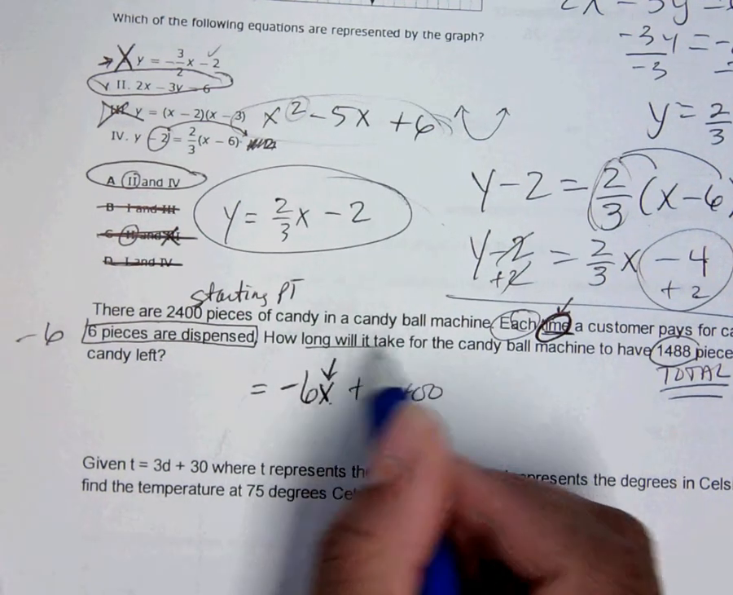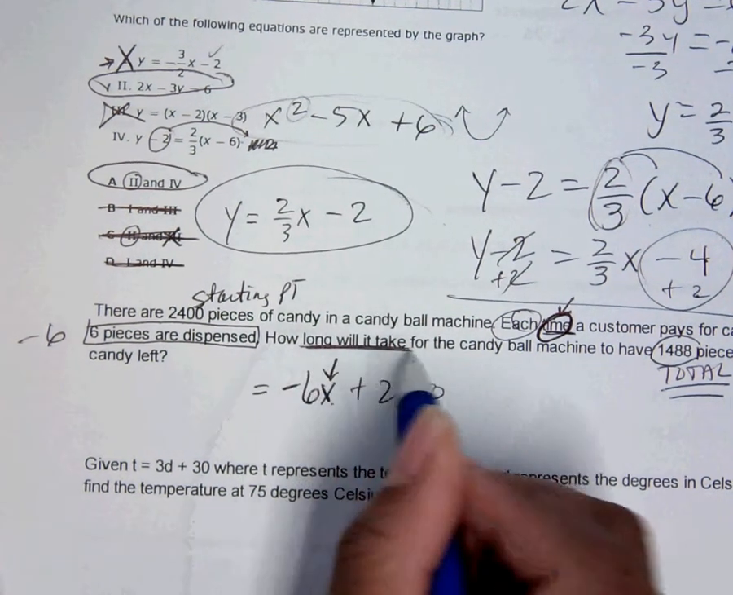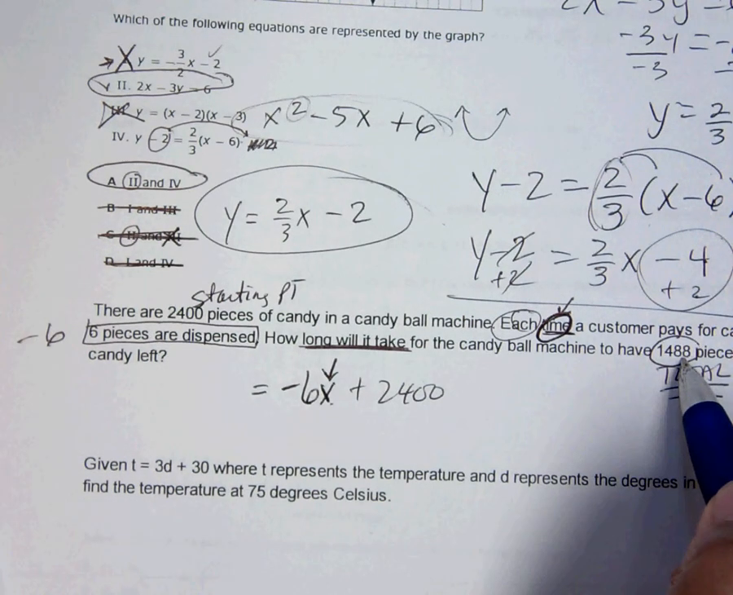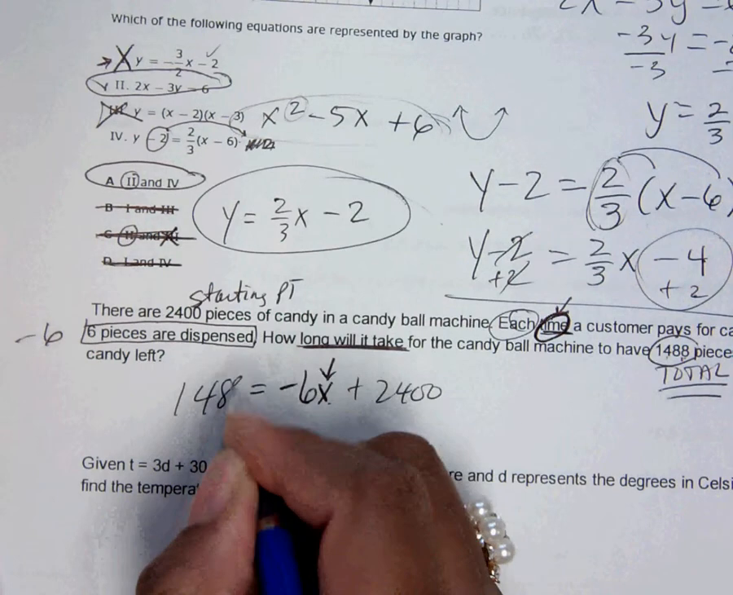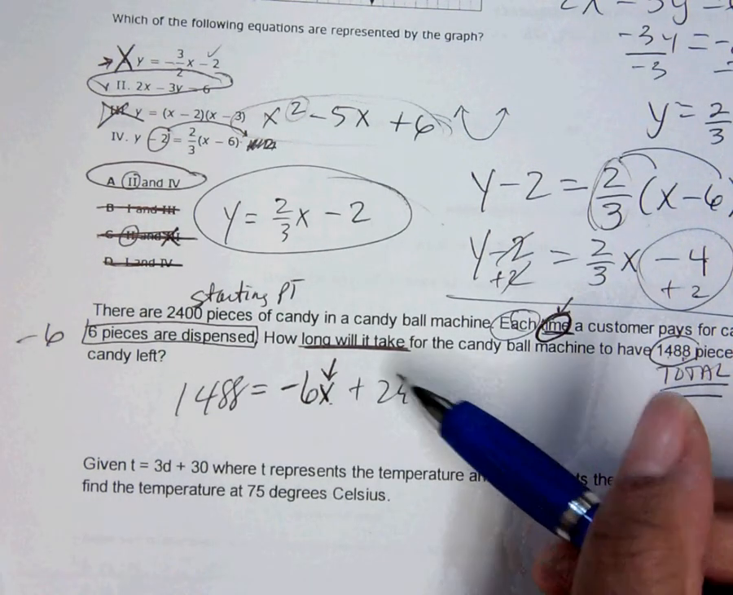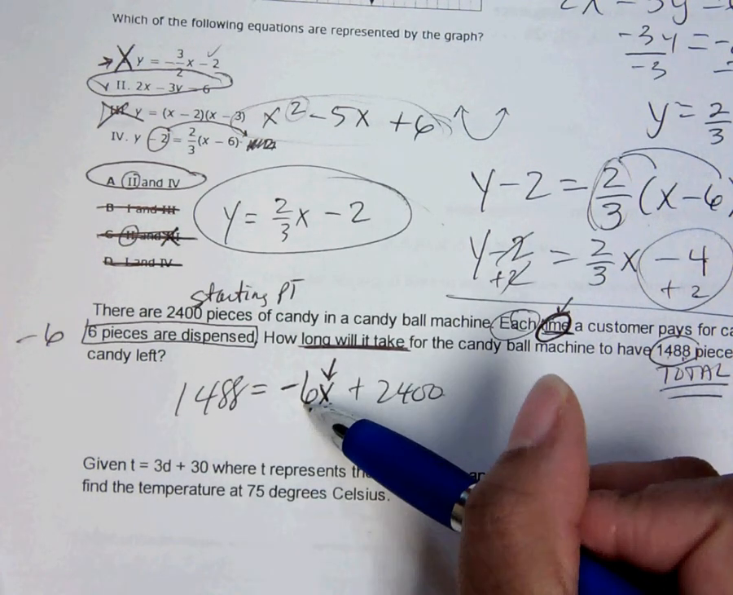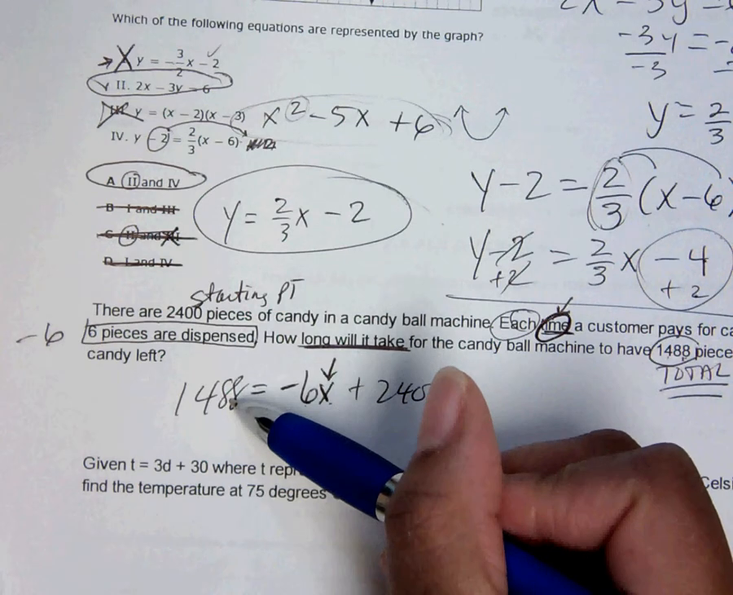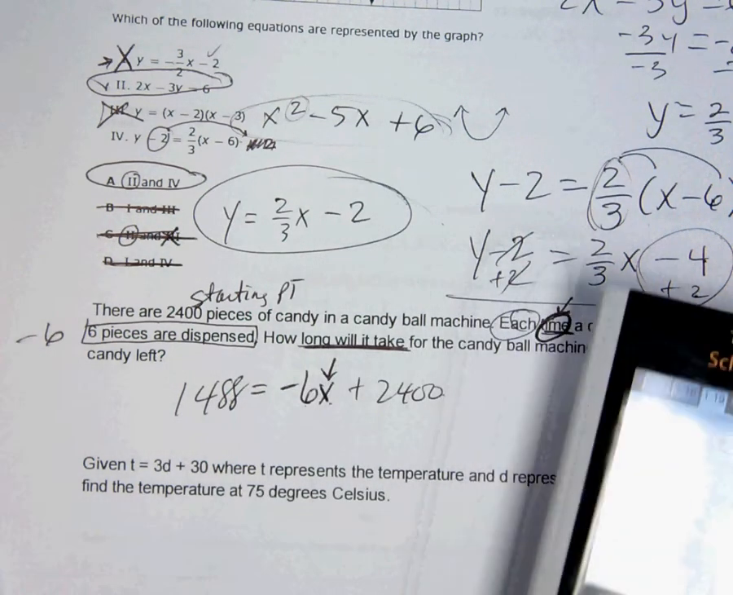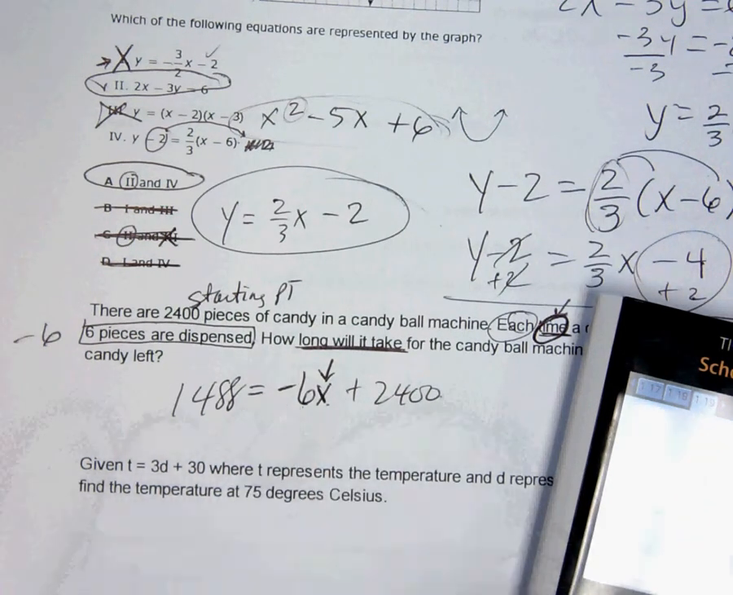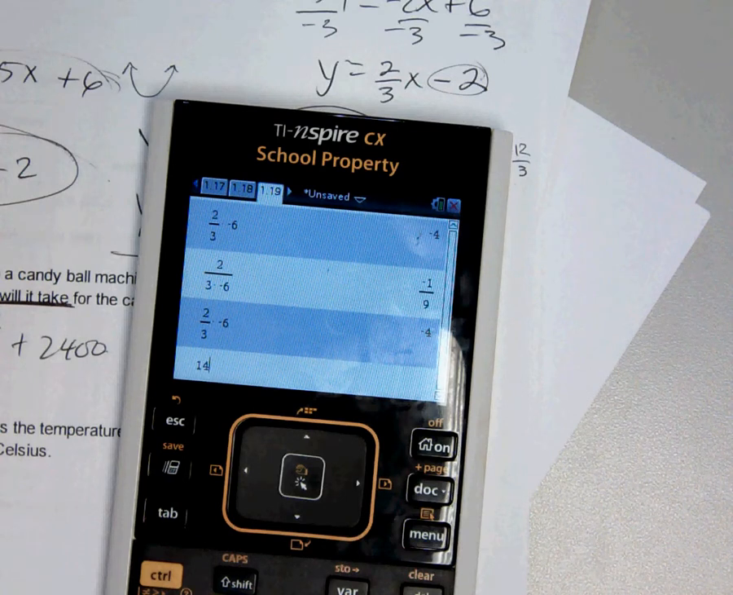The times that the customer is going to pay for the candy, will it take for 1,488 pieces to be left? So I'm going to start at 2,400 and go down 6 times each time until I get to 1,488. Could you do that the long way? Of course you could. If there are answer choices, could you plug them in and then get true here? Yes. So let's play the guess game.